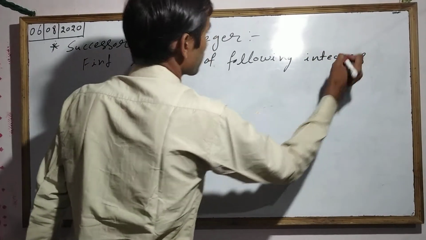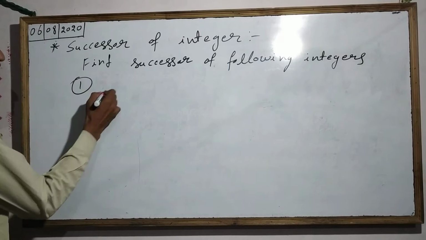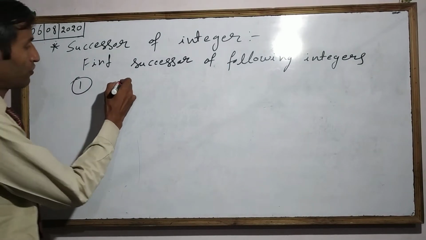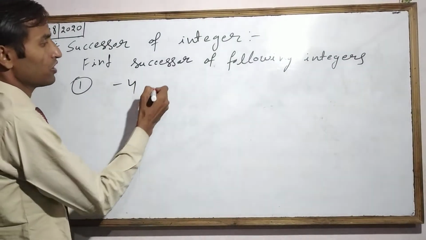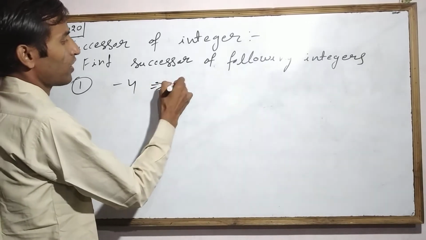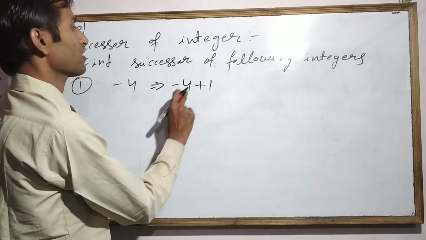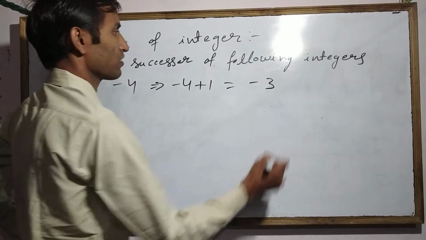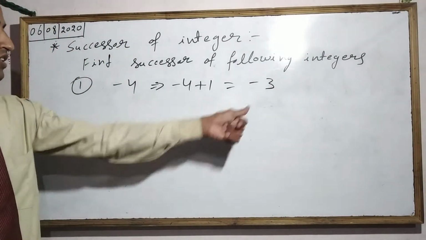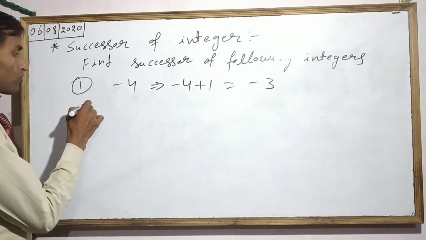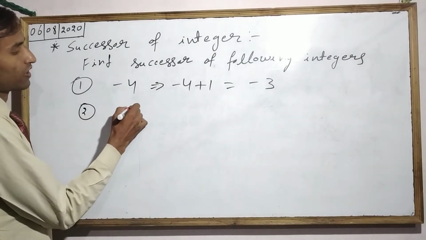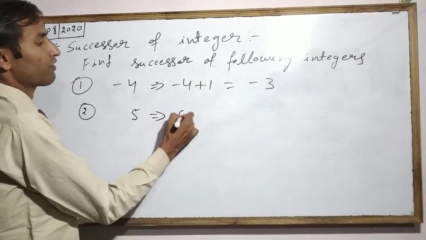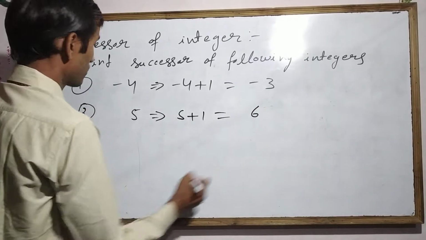First we have to find the successor of -4. So what will we do in this? We have to add +1, means -4 + 1 will get -3. Okay, so this is called the successor of -4. Second, we have to find the successor of 5. So what will we do? 5 + 1 is equal to 6.